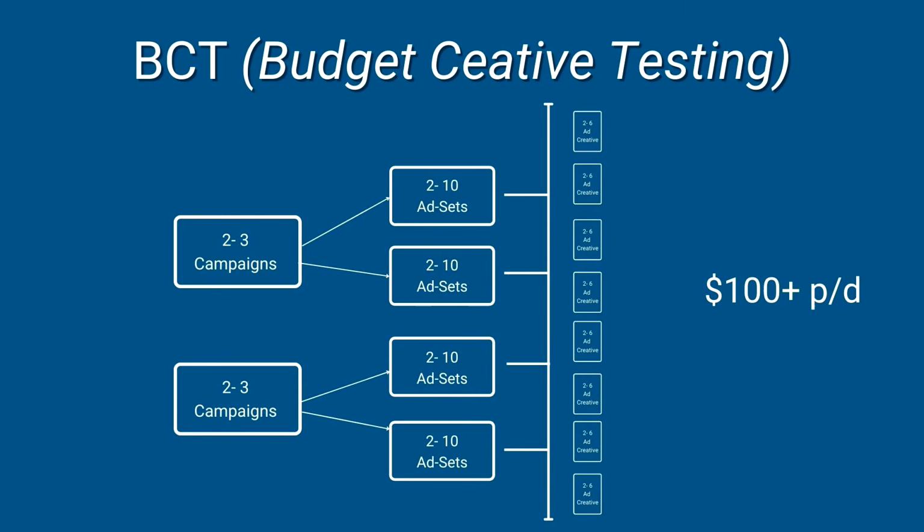So a unique structure that I created is called BCT, or Budget Creative Testing. Basically, if you have a budget of $100 a day or more, you can use between 2 to 3 campaigns with 2 to 10 ad sets, running up to 2 to 6 different creatives in each of the ad sets. Now, you don't want to have more than 6 ad creatives within an ad set, because having too many ads can jam the algorithm and can mess up your results. So don't overdo the amount of creative testing.